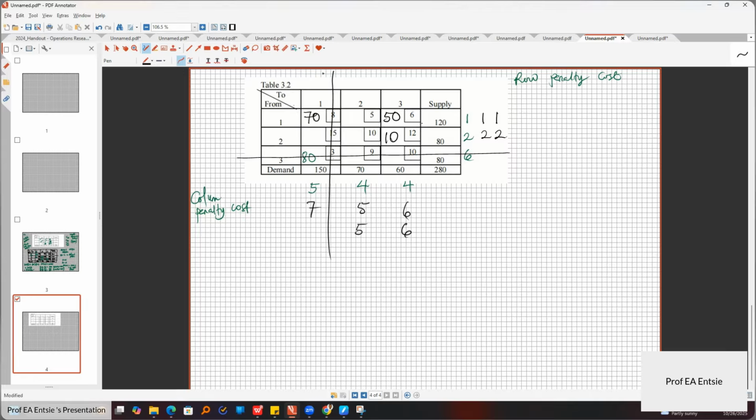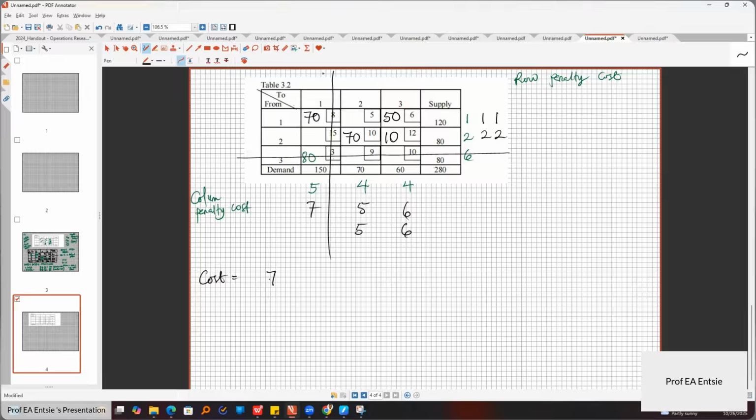Alright. Then is that all? No, that's not all. So what's left? You see that column 2 is not balanced. The demand there is 70, and row 2 is not balanced. The supply there is 80. So what do we do? We put 70 here. So now everything is balanced. So what do we do? We calculate the cost.